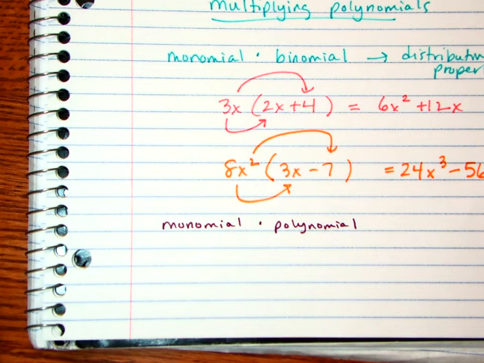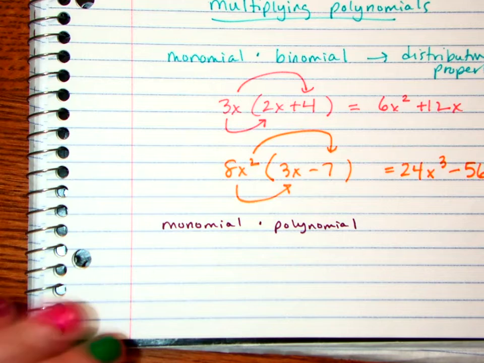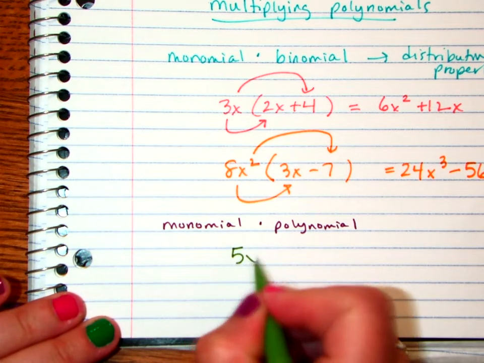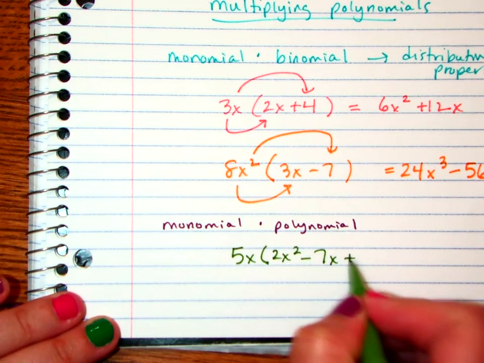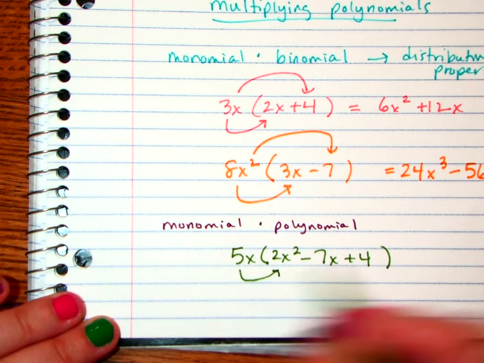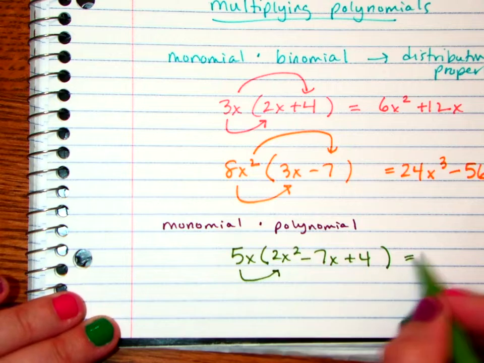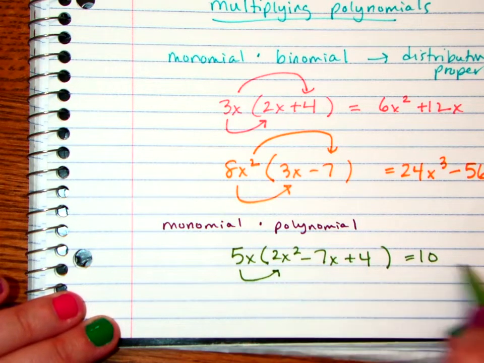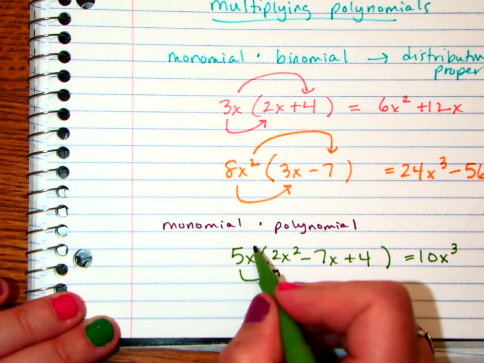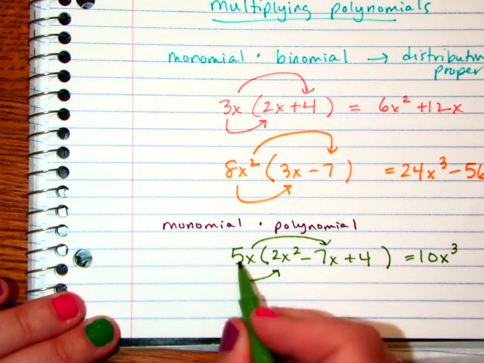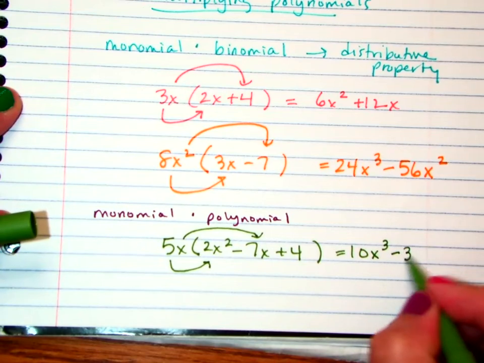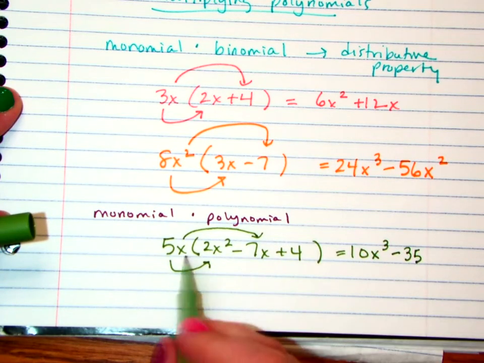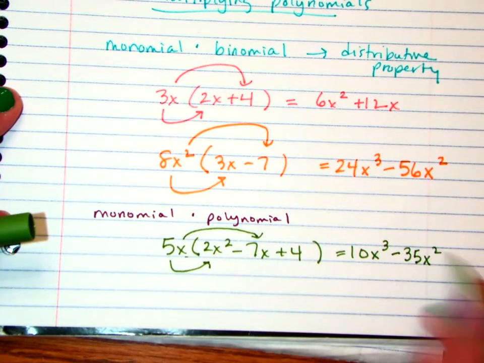So you might, for example, do something like 5x times 2x squared minus 7x plus 4, and then you would just multiply through. 5 times 2 is 10. x times x squared is x to the third power. And then 5x times that negative 7x, 5 times negative 7 is going to be negative 35, and then x times x is going to be x squared.